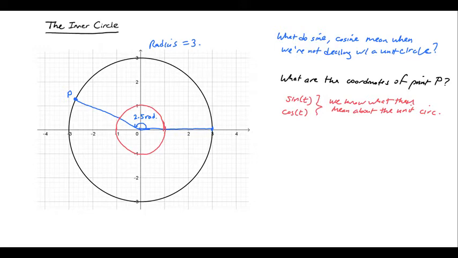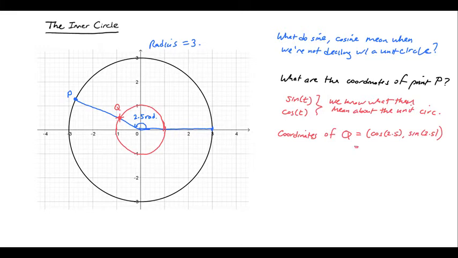Okay, so what do we know? We'll take a look at this point here, where the ray to point P intersects this circle. Let's call that point Q. We know by our definitions of sine and cosine that the coordinates of Q are going to be the cosine of 2.5 radians and the sine of 2.5 radians. Now you notice I'm not writing radians every time I say this. Just assume that anytime I put cosine or sine of something and there's not a degree symbol on it, then I mean radians. Okay, so the coordinates of Q are cosine of 2.5 and sine of 2.5.